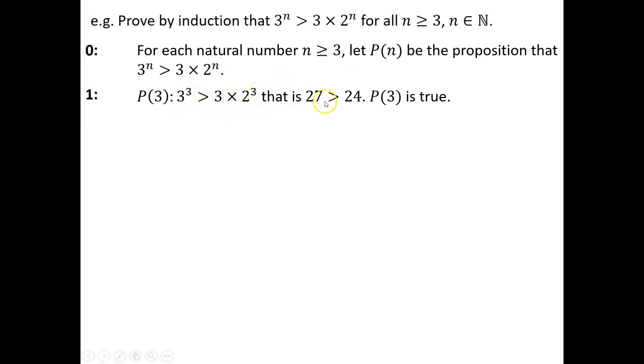Let's check. We need to evaluate those. 3 to the power of 3 is 27. 3 times 8 is 24. It is true that 27 is greater than 24, so P(3) is true. Step 2, assume that it's true for n equals k. Make sure we reiterate that our k, just like our n, is greater than or equal to 3.